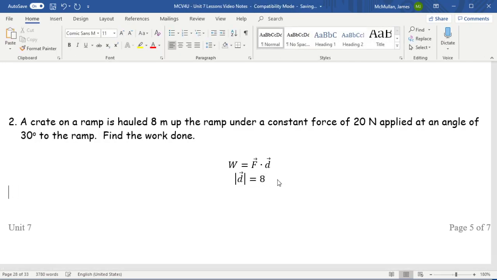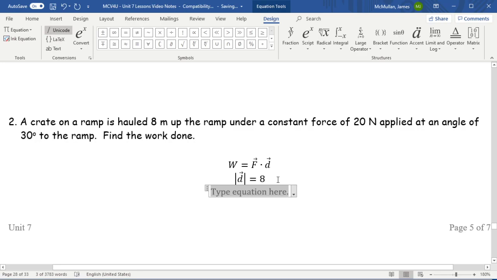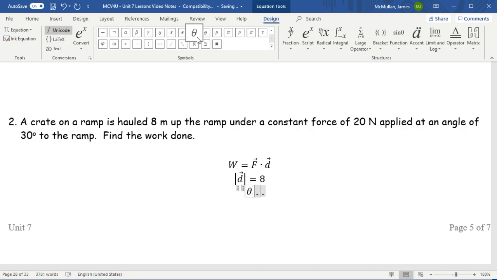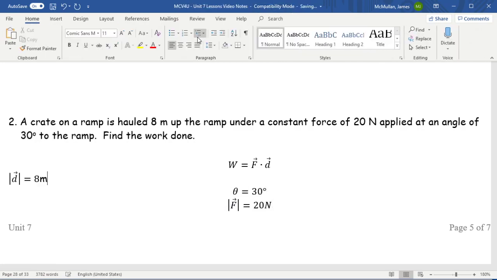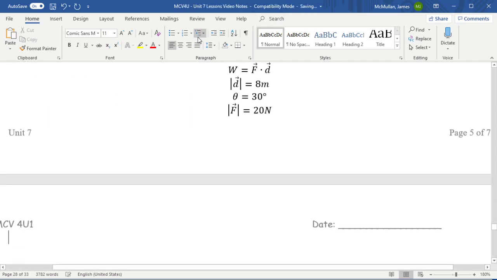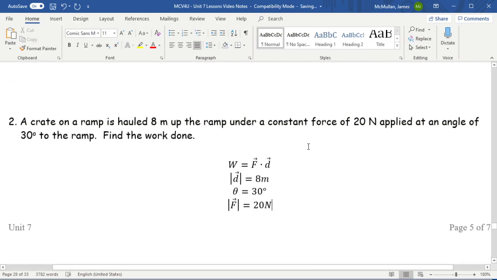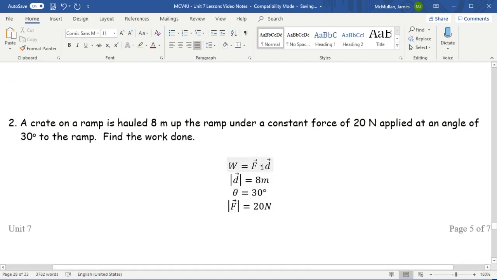is 8, okay? And the force is 20 newtons applied at an angle of 30 degrees to the ramp. So 30 degrees to the ramp is just telling you that theta is 30 degrees. The angle between the two vectors is 30 degrees. The magnitude of vector F is equal to 20. So, I don't need a fancy diagram or a normal force or anything complicated here. All it's asking for is work done. You know the force that's doing the work, and you know the displacement that the object underwent.